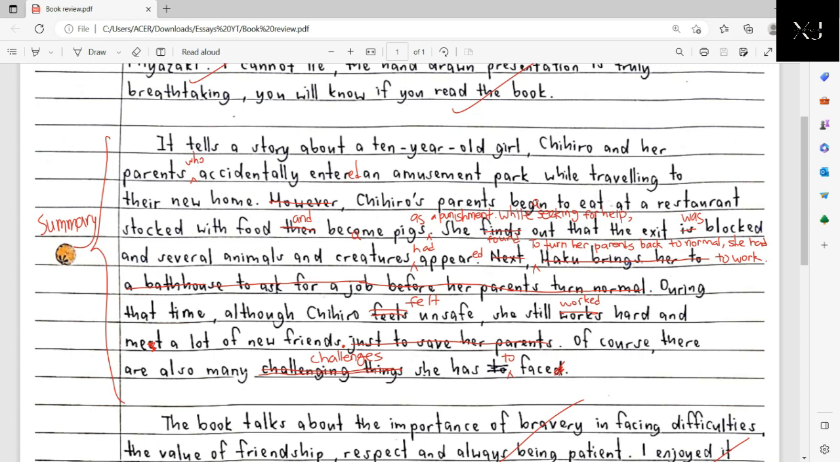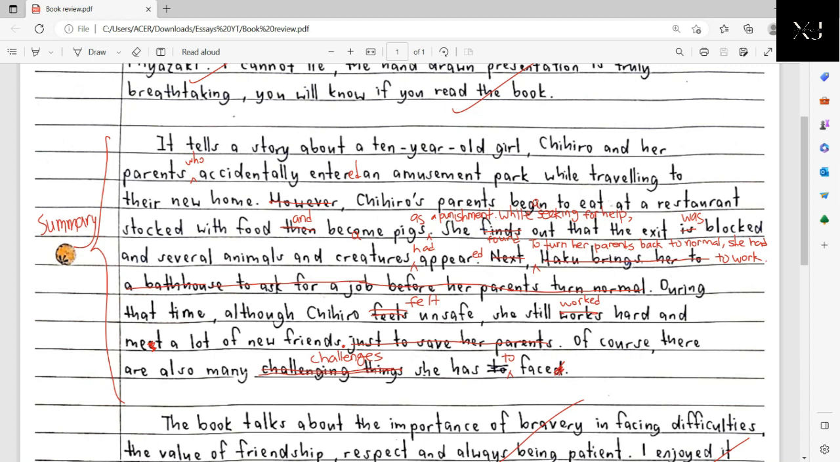Okay, so we need to have the S. If there's only one parent, like one father or just one mother, we just write parent without the S. Okay, no need to say however, because however has the same meaning as but. Okay, because there's something that happens after they enter the amusement park. It's not like but is bad news, something like that.